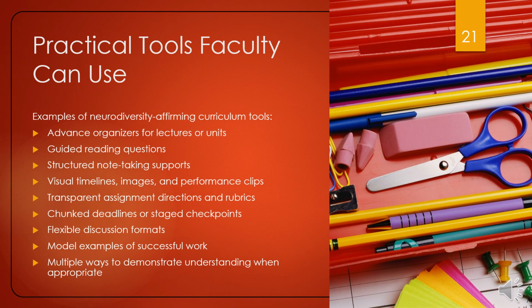So now we can move into what this can actually look like in practice. These are examples of the neurodiversity affirming tools that can be integrated into existing courses without requiring a full redesign. And you'll notice that many of these are relatively small shifts. Things like adding advanced organizers to lectures, providing guided reading questions, or offering structured note-taking supports, using visual elements like timelines, images, or performance clips to reinforce key ideas, making assignment expectations more transparent through clear directions and rubrics, or breaking large assignments into smaller staged checkpoints.